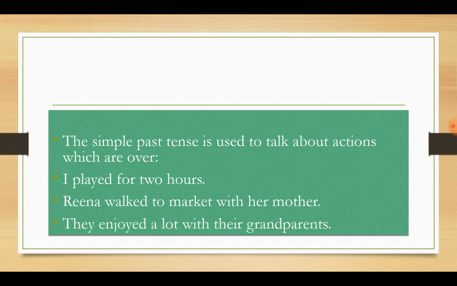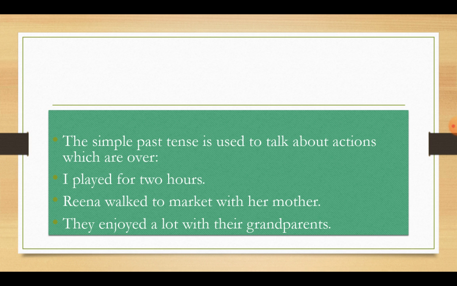Now the simple past tense. The simple past tense is used to talk about actions which are over. I played for 2 hours. I've already played for 2 hours. Reena walked to market with her mother. And here we use the second form of verb. Played, walked, enjoyed. They enjoyed a lot with their grandparents.